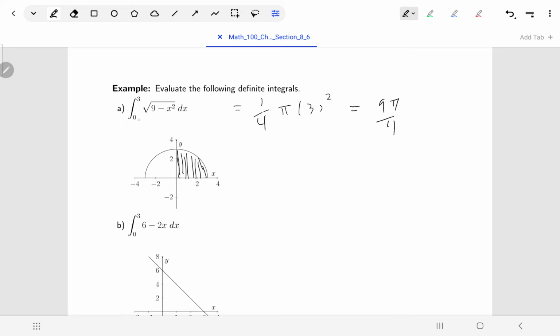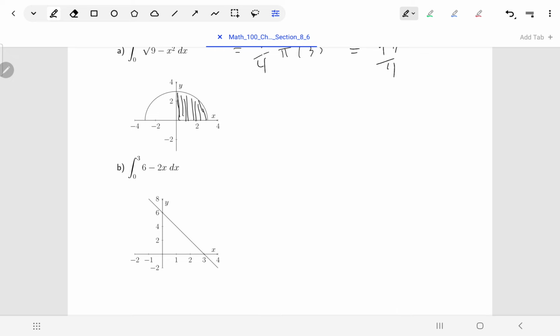And that's because I recognize that the definite integral from 0 to 3, since my function is continuous and non-negative, represents the area under the curve between 0 and 3. And that's the quarter of the area of a full circle.